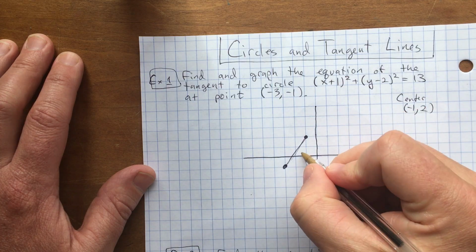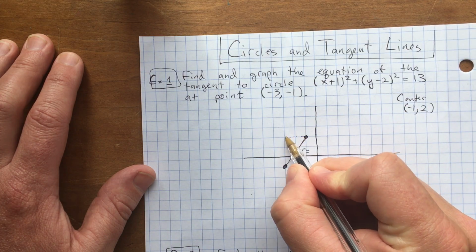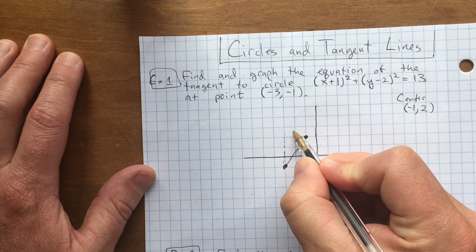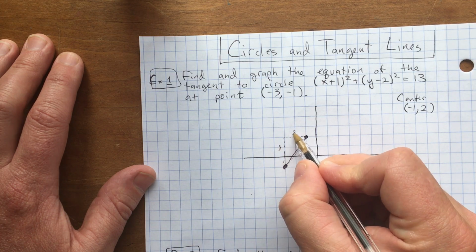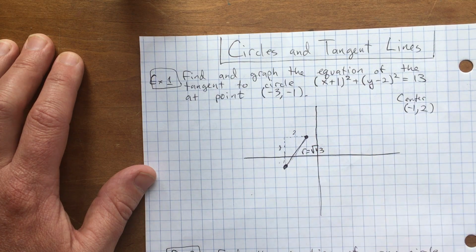The radius here should be the square root of 13. Well, if I go over 2 and down 3, let's think here, 2 and 3, that's 4 plus 9, that's 13. So the radius is the square root of 13, so that works.